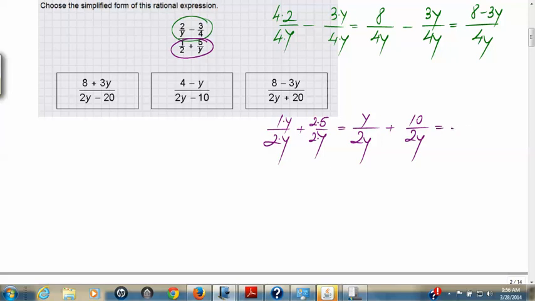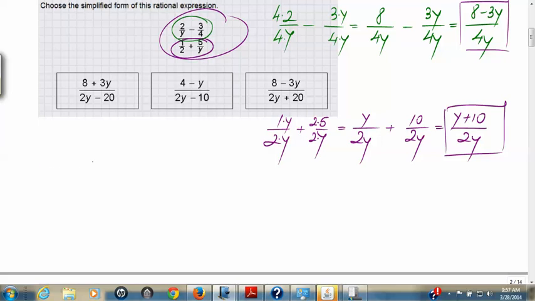And now, because I have a common denominator, I can write it down, and my numerator will be y plus 10. This is your denominator, and this one is your numerator. So rewrite this fraction with your new numerator and denominator. They're pretty much the same, just in a simplified form. Top, 8 minus 3y over 4y. As you can see, this fraction line is bigger, over y plus 10 over 2y.